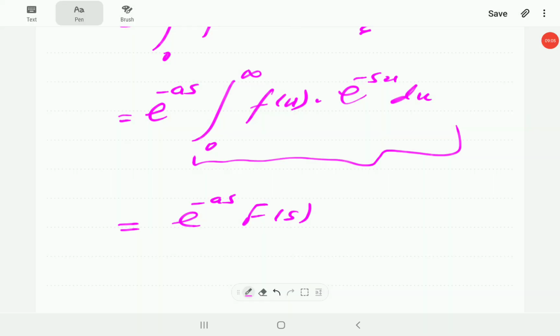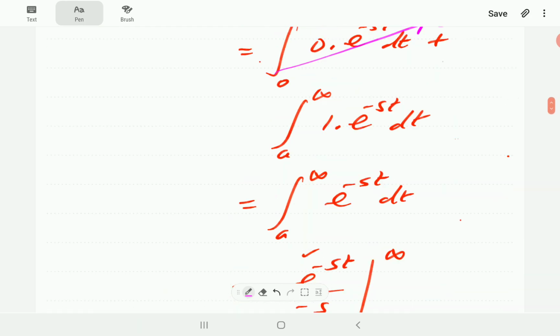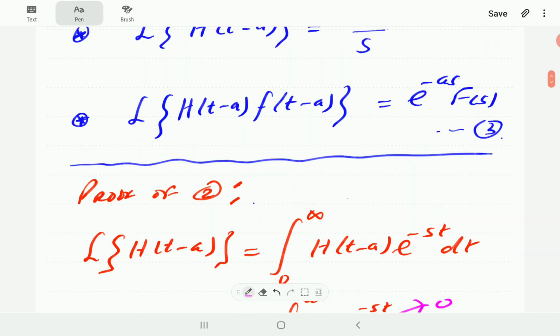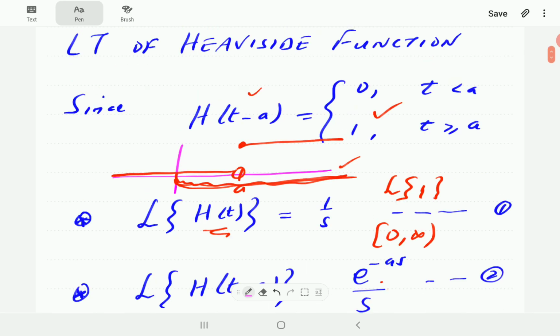Alright, so thanks for watching this. In the next video, we're now going to start looking at some numerical examples of how we find the Laplace transforms of piecewise continuous functions, of course with the help of the Heaviside function.